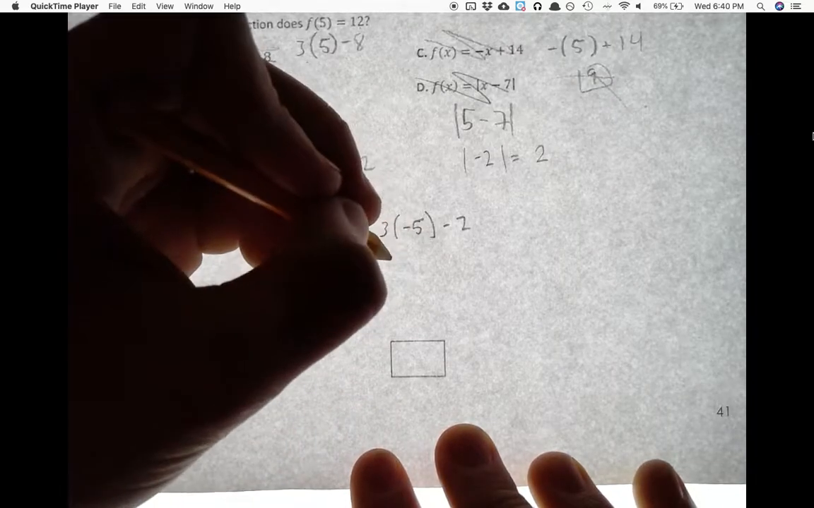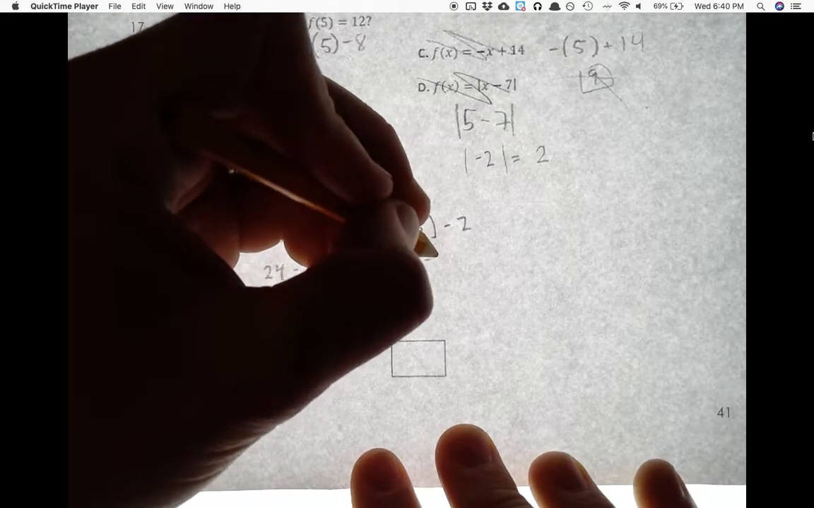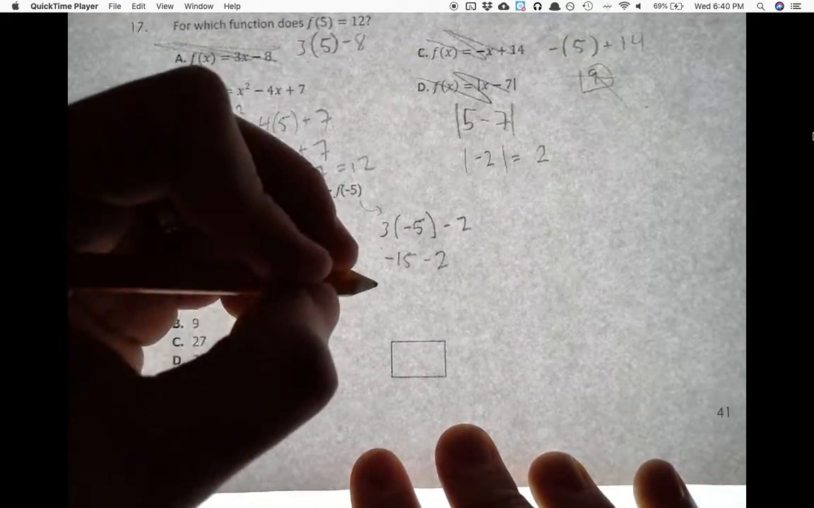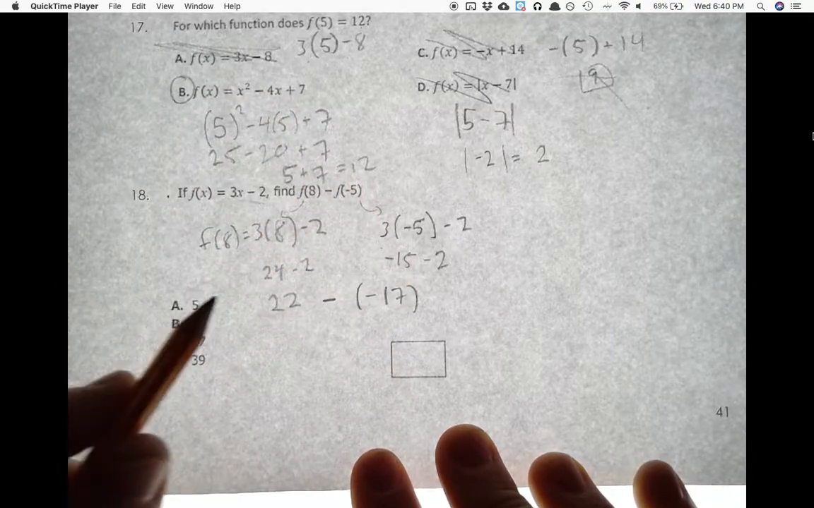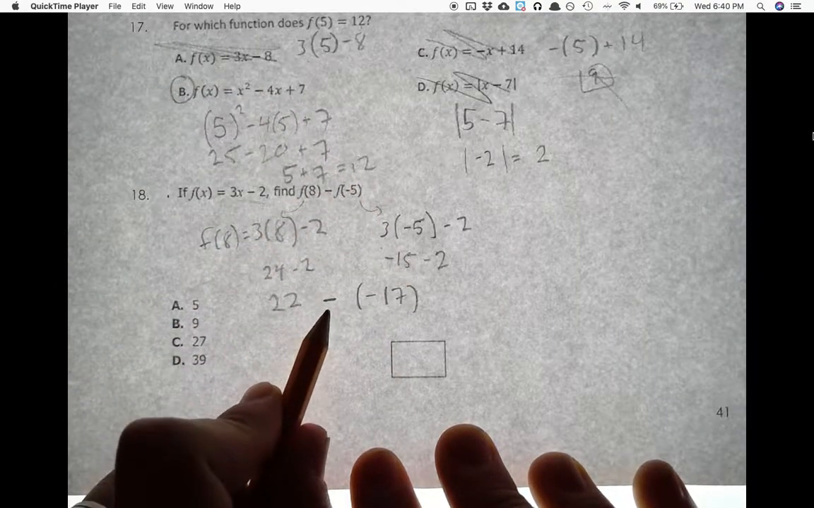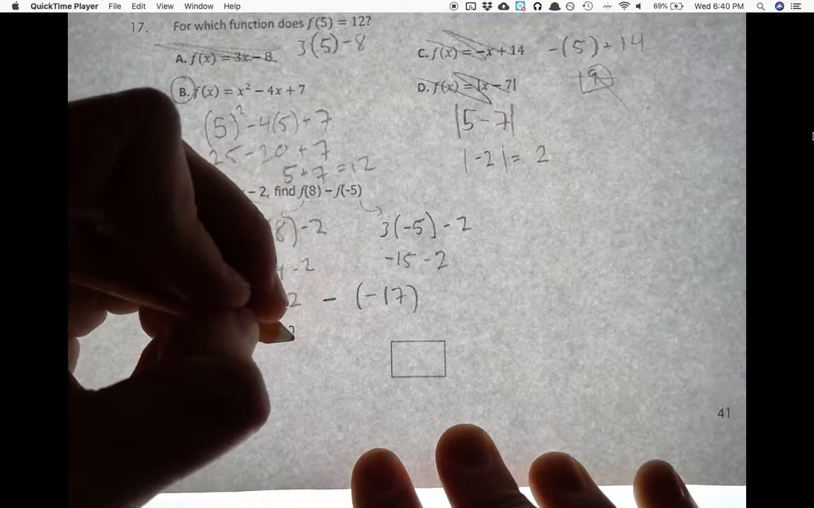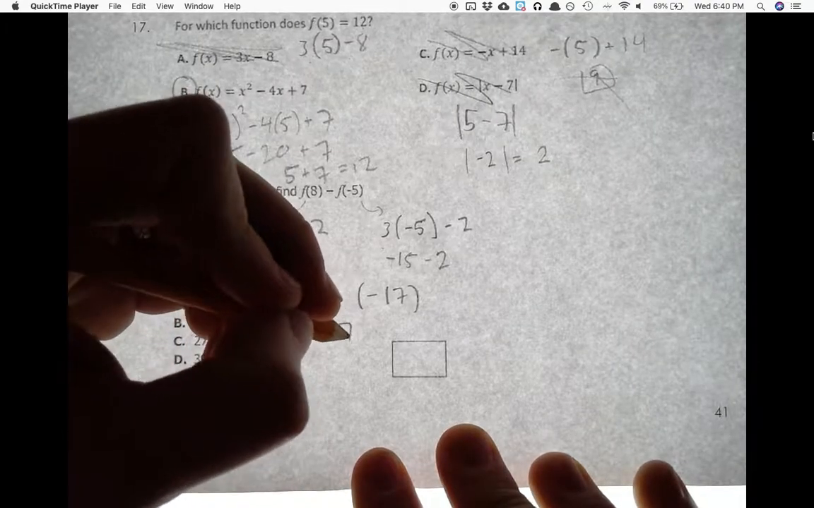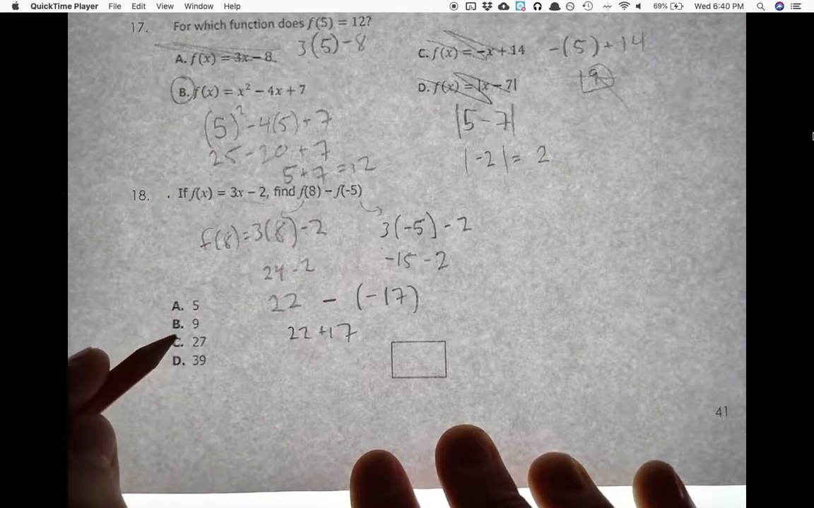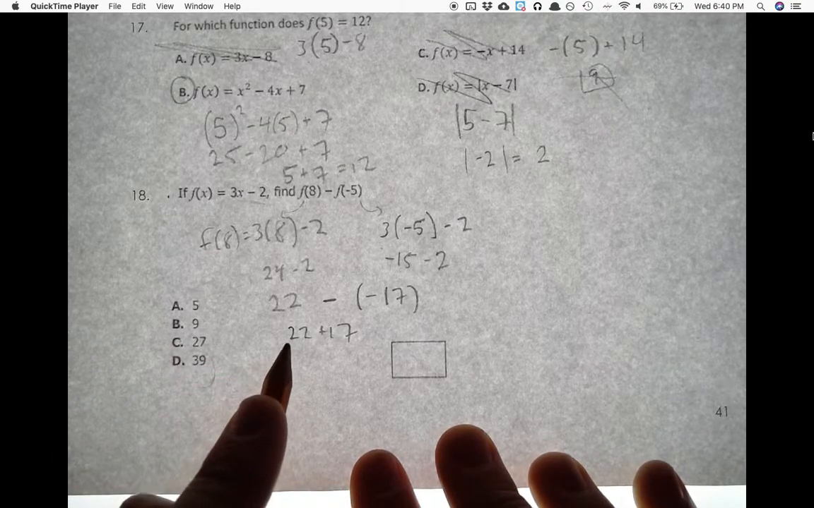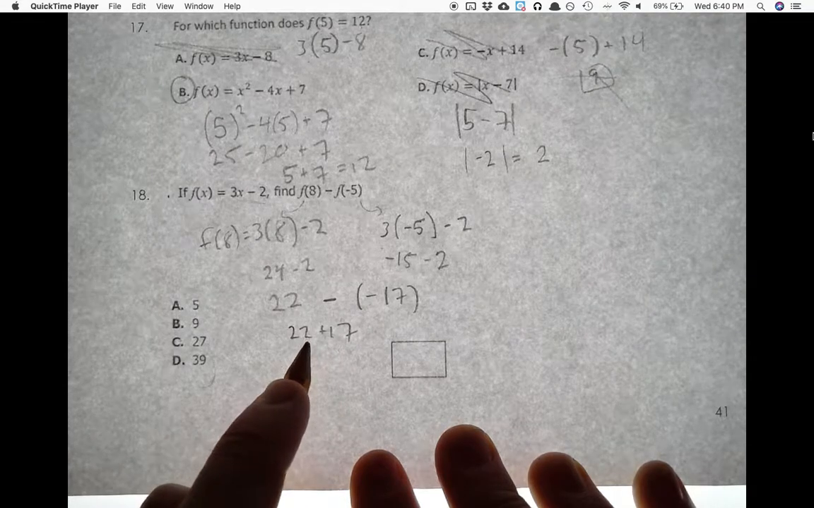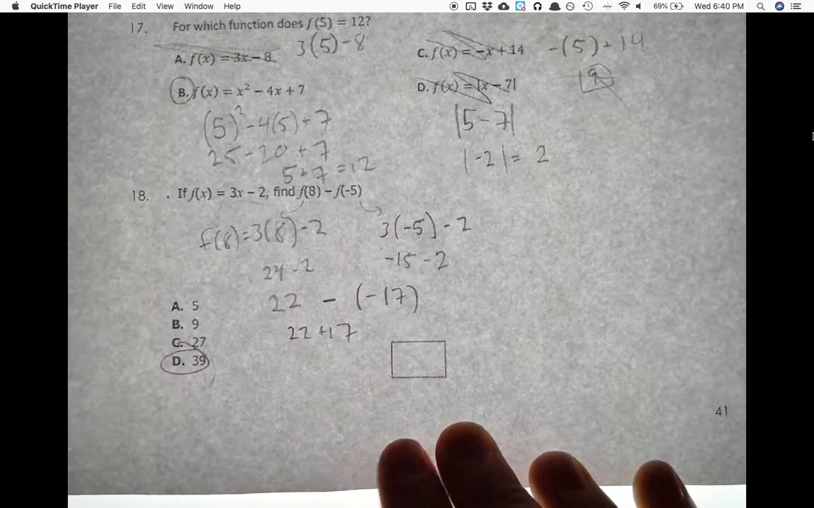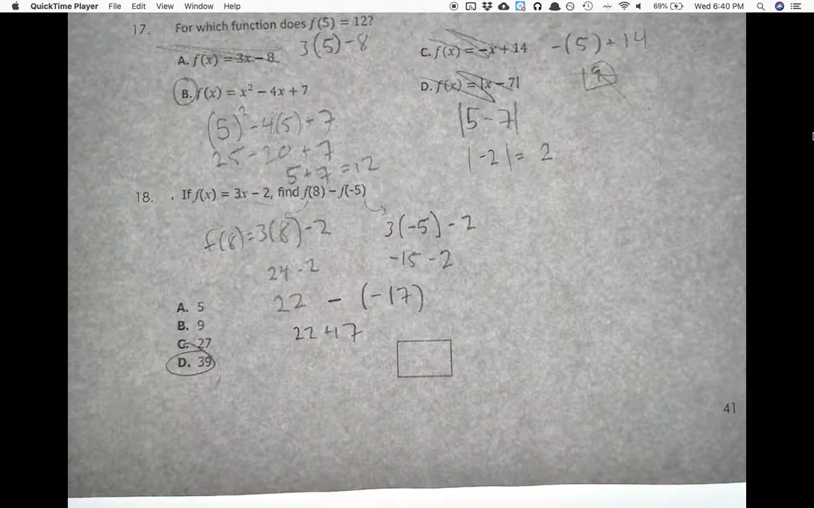3 times negative 5 is minus 15. Take away 2 more from that. It's going to be negative 17. 22 minus negative 17 is like 22 plus 17. And without even doing the math, I guess it's got to be 39. Let's see. 22 plus 17, 20 plus 10 is 30. 2 plus 7 is 9. 39 is the right answer there. That is that type of question.